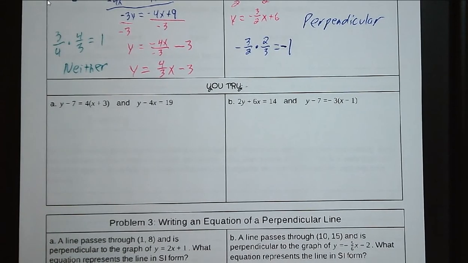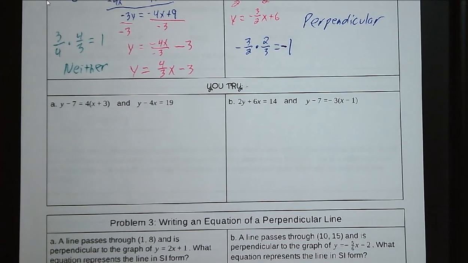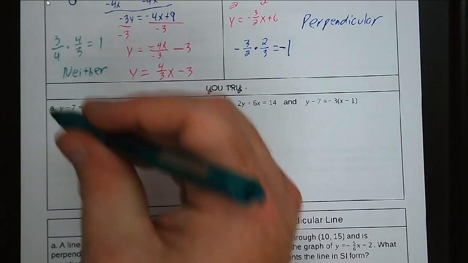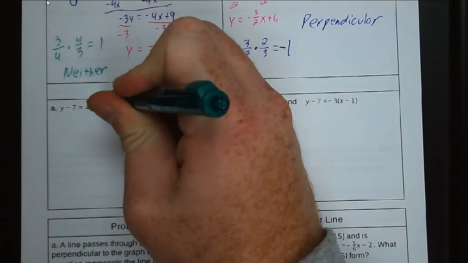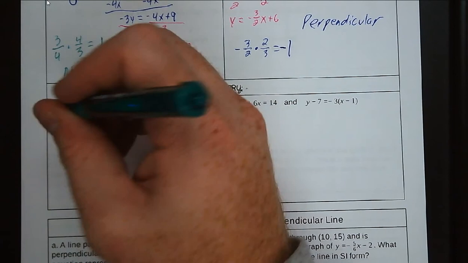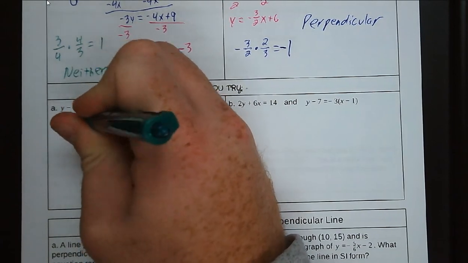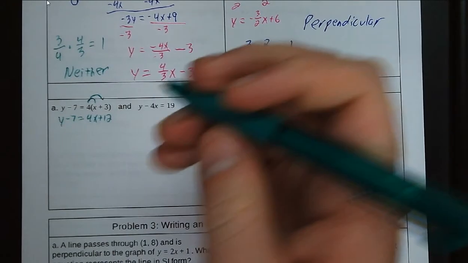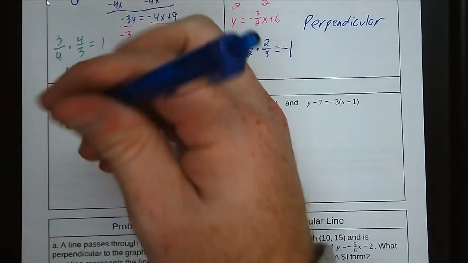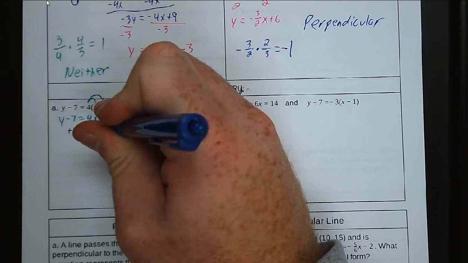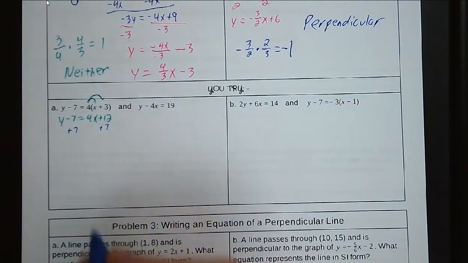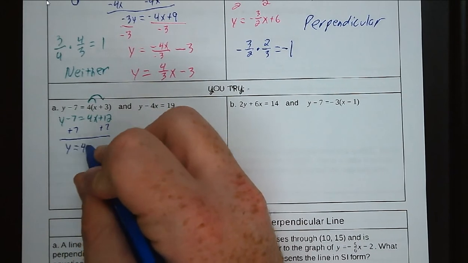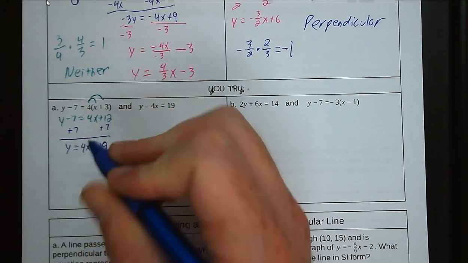So my first step, I have neither equation is in slope-intercept form, but I can get both of them there. So the first thing I'm going to do in our first equation is distribute 4 times x and 4 times 3. So y minus 7 equals 4x plus 12. Okay, now I'm going to add 7 to both sides of my equation. And I get y is equal to 4x plus 19.